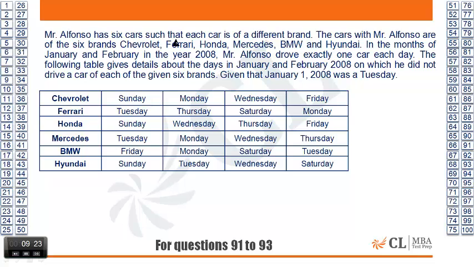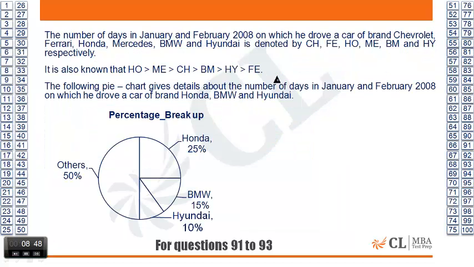Mr. Alfonso has 6 cars. Each car is a different brand. The cars with Mr. Alfonso are of 6 brands: C, F, H, M, B and H, in the months of January and February in the year 2008. Mr. Alfonso drove exactly 1 car each day. The following table gives details about the days in January and February 2008 on which he did not drive a car. But he did not drive Chevrolet on Sunday, Monday, Wednesday and Friday. Given that 1st of January is Tuesday. So we need a calendar. Also know the number of days in which this guy drove a car.